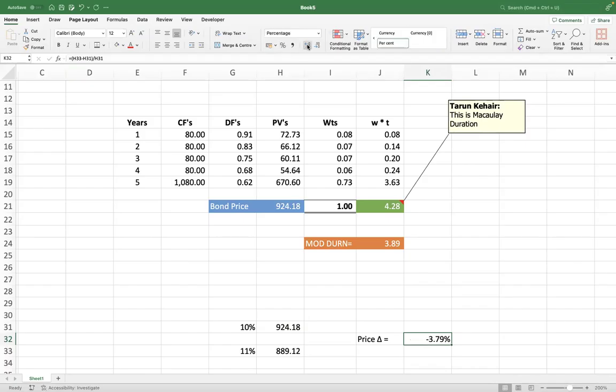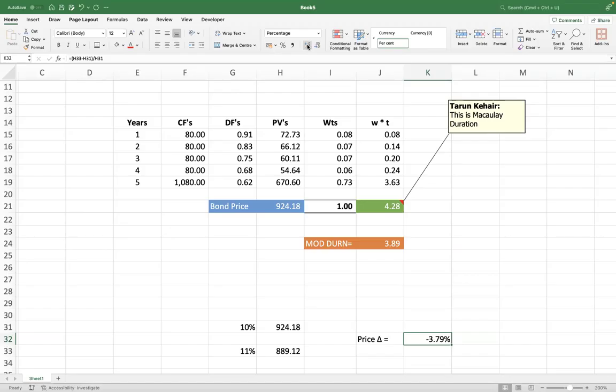It is not equal to 3.89%. That means when my yield has increased by 1%, my price has fallen by 3.79% and not 3.89%, which was suggested by modified duration. Why does this happen? Because as I told you, duration has a shortcoming. These duration measures assume an inverse relationship between yield and price, which is there, but they assume linearity, but there is no linearity. There is curvature in the relationship.